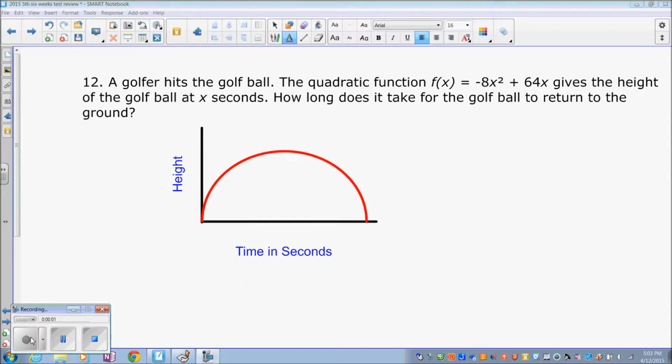Number 12, a golfer hits a golf ball. The quadratic function f of x equals -8x squared plus 64x gives the height of the ball at x seconds. How long does it take for the golf ball to return to the ground?